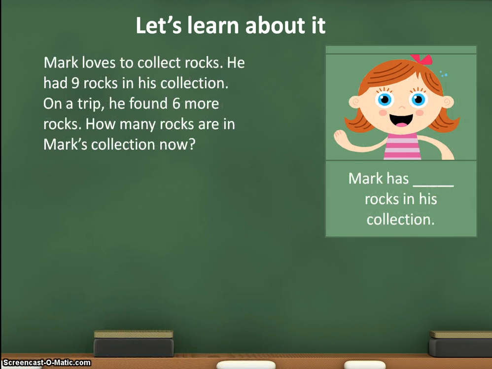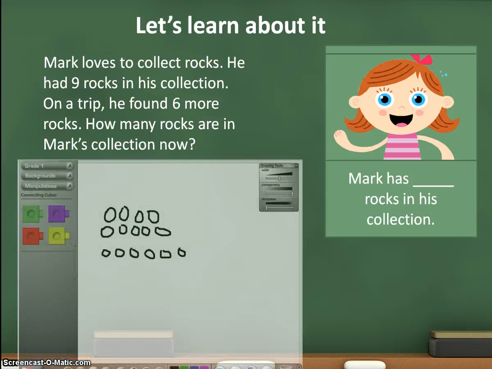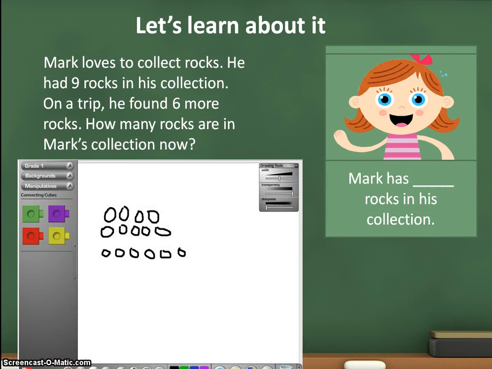Just like before, since we've been following our steps, we've already read the problem. Mark loves to collect rocks. He had 9 rocks in his collection. On a trip, he found 6 more rocks. How many rocks are in Mark's collection now? We already have a sentence and a model to go with the problem. Now I need to carefully look at the model, the key words in the problem, and the sentence I wrote to decide what operation to use.